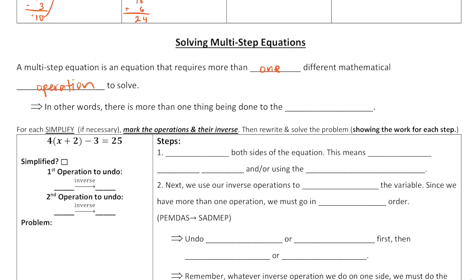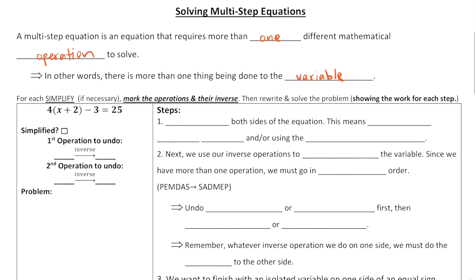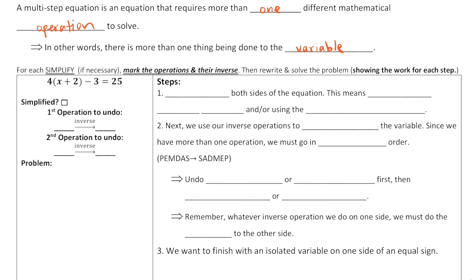Okay. In other words, there's more than one thing being done to the variable. Alright, so let's talk about how we simplify. Starting with this example right here. The 4, in the parentheses I've got x plus 2. 4 times the quantity of x plus 2 minus 3 is equal to 25.